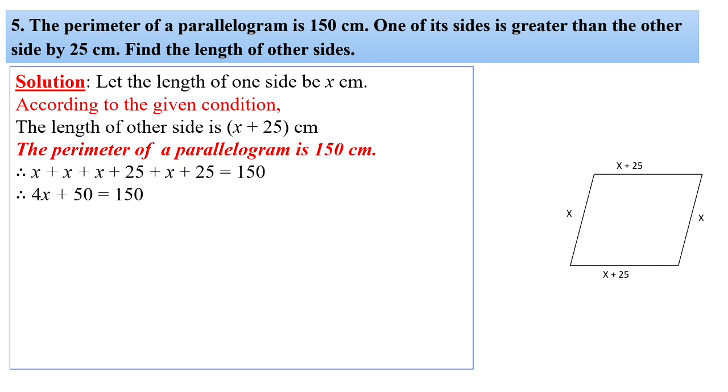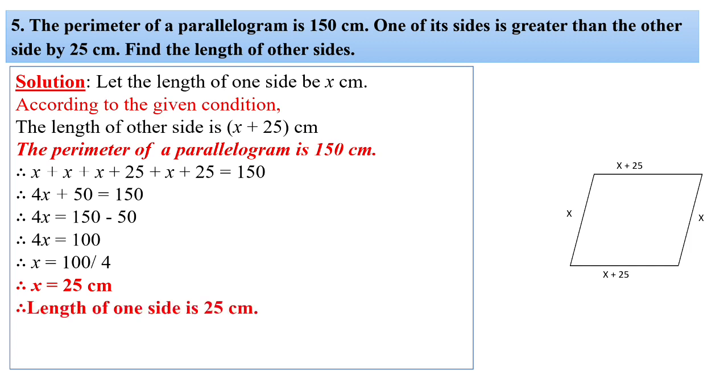Total how many x are there? 4x plus 25 plus 25, we get 50. Now 50 will go to the right side and become minus. Therefore 4x equal to 100. Now x equal to 100 divided by 4, we get the value of x is 25 centimeter. Length of one side is 25 centimeter. Therefore the length of the other side is x plus 25, that is 25 plus 25, here we get 50 centimeter.